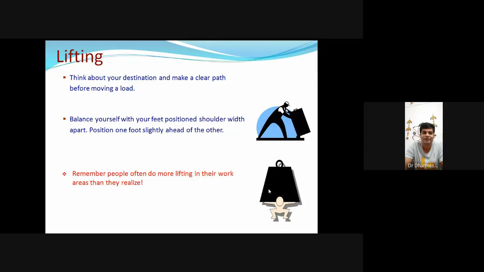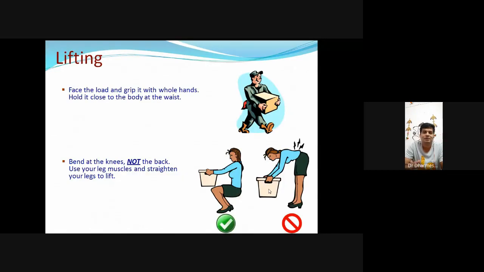People don't recognize how many kinds of lifts they are doing in their working time. As I told you, the weight of the object should be kept in the center of the body. We should not bend our back. Instead of that, we need to bend our knees to lift any object from the ground surface.